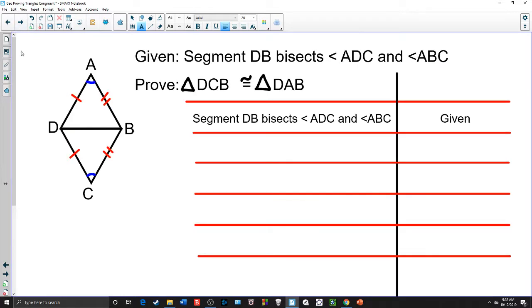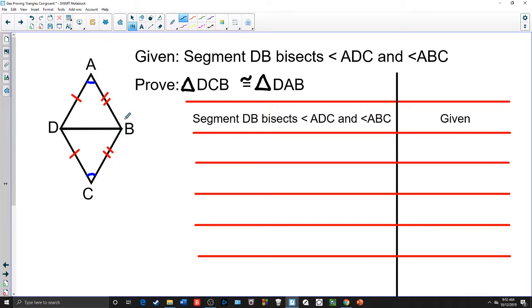Let's look at another one that's kind of a common picture, which is this one here. So we're given this picture, we say segment DB bisects ADC, which is this angle right here, and ABC, which is this angle right here. And we want to prove that DCB, this triangle, is congruent to DAB, which is this triangle. Okay, let's see what we have first.